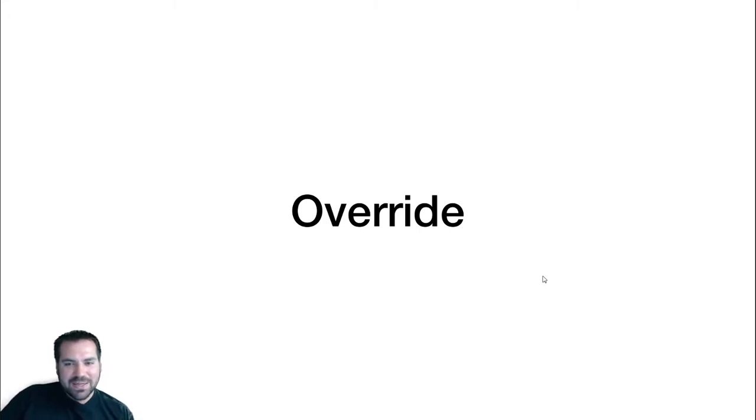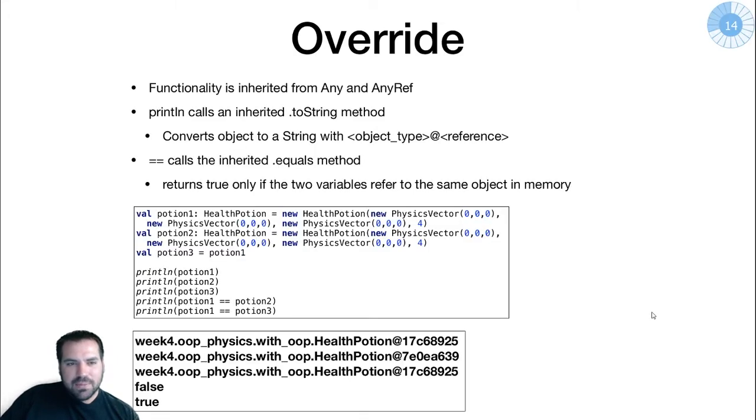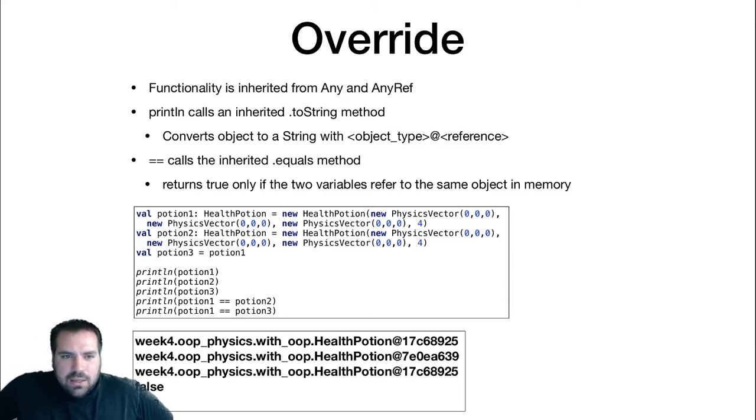All right, so let's talk about override. We've seen this a little bit, but let's talk about it a little bit more in depth, and talk about references again. So every object that we create extends AnyRef, which extends Any. I mentioned that a few times, but I didn't talk about any of the implications of that. So let's talk about those now. Two methods that I'll be talking about that we inherit from Any and AnyRef are the toString method and the equals method.